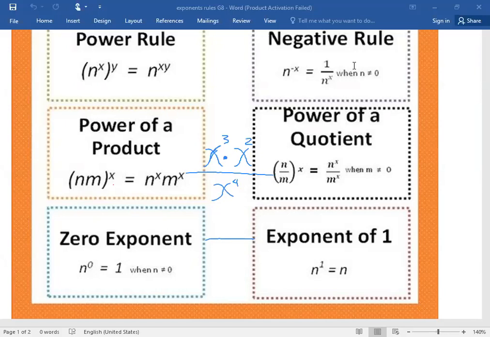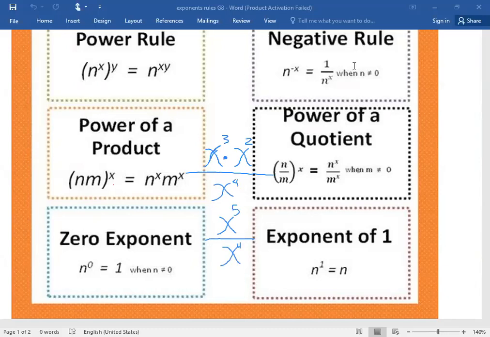In the numerator, 5. Yes. From where did you get 5? 3 plus 2. Exactly. So it will be 3 plus 2, which equals 5. Right. And the denominator is x to the power of 4.